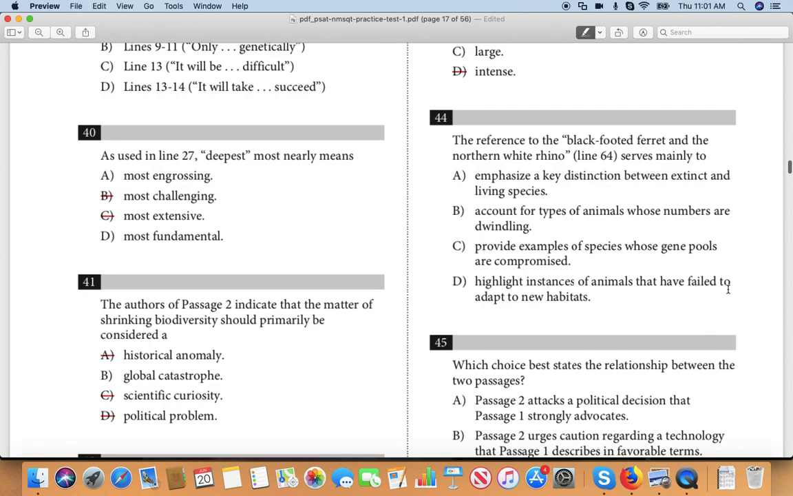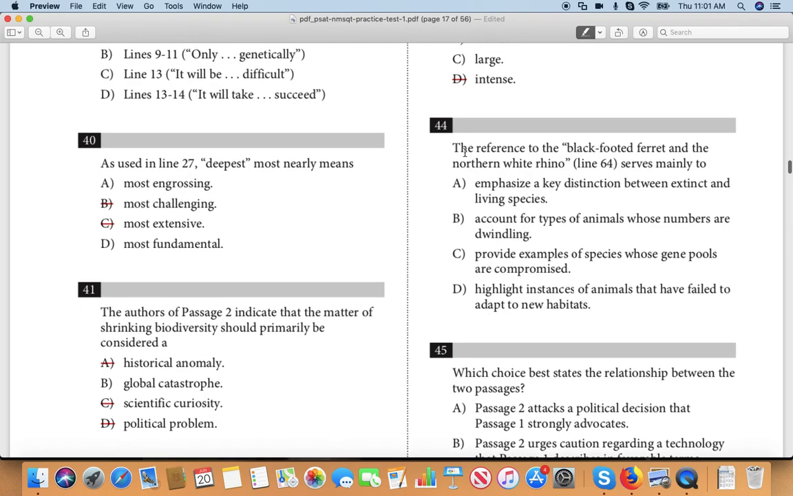Let's read the answer choices now. Go and read A, please. Emphasize a key distinction between extinct and living species. Does it do that? I don't think it does. I don't think so. Oh, yeah, if you're laughing at an answer choice, that just makes zero sense. Yeah. Go and read B. Account for types of animals whose numbers are dwindling.